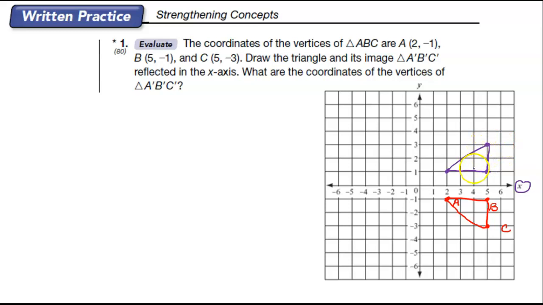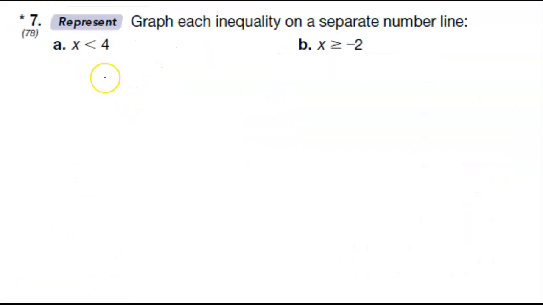So what you're going to need to list is, this is A prime. You're going to need to list this point. This is C prime, and this is B prime. And you'll need to list your points, comma, comma, comma.